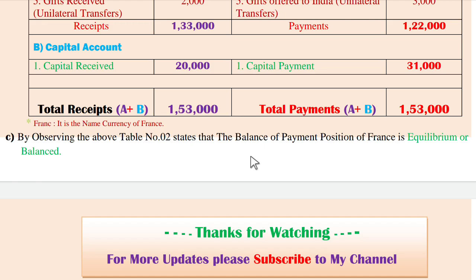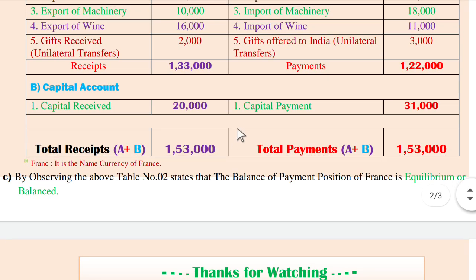On what ground are we saying it is equilibrium or balanced? The ground is that total receipts are equal to total payments. Total receipts are 1,53,000 crore francs, and total payments are also 1,53,000 crore francs. So this is the discussion concerned with the current account and capital account.